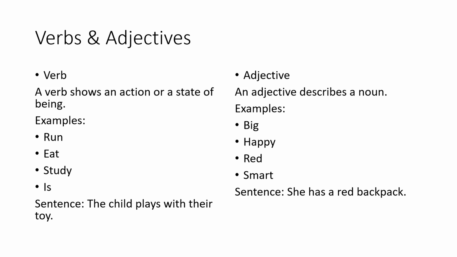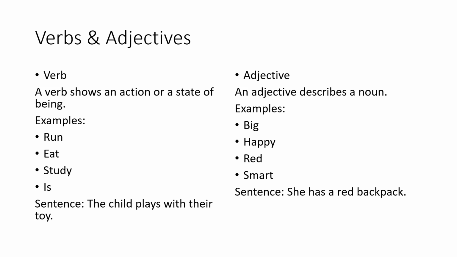Verbs and adjectives. A verb shows the action or state of a being. It is what things do. For example, run, eat, study, is. For example, the child plays with their toy. The verb here is plays. Who is the child? The child is a noun. So a noun, verb, with their noun.